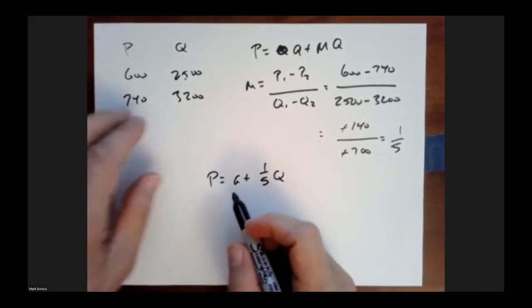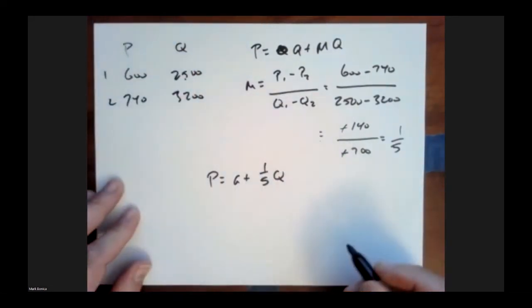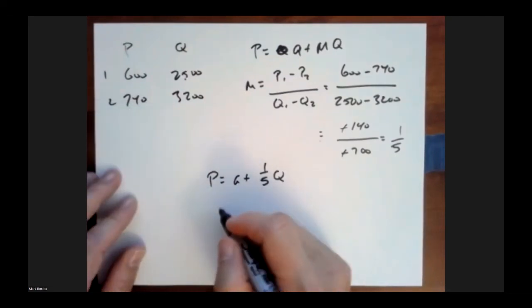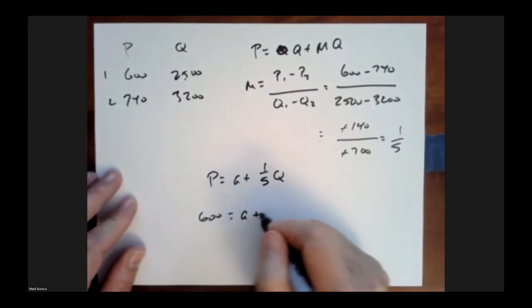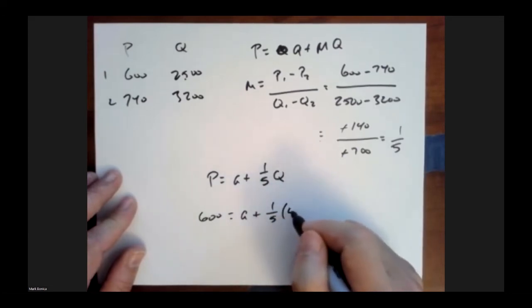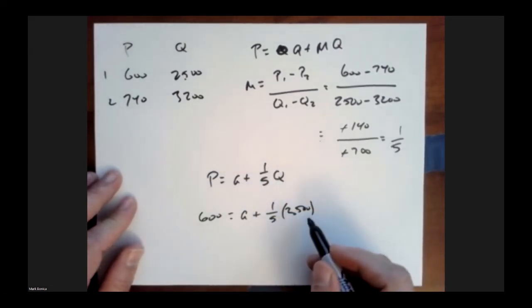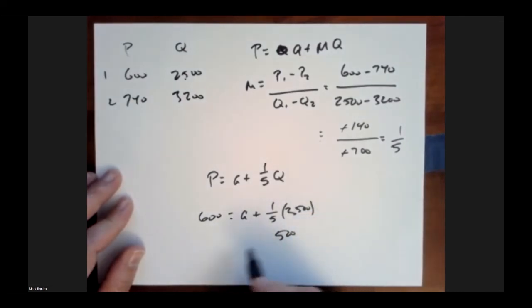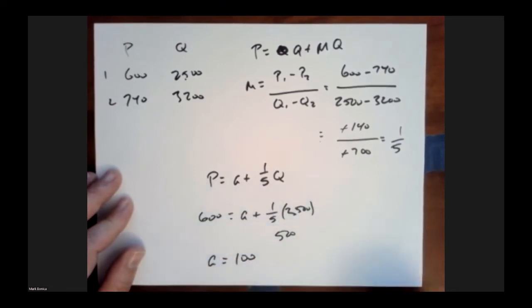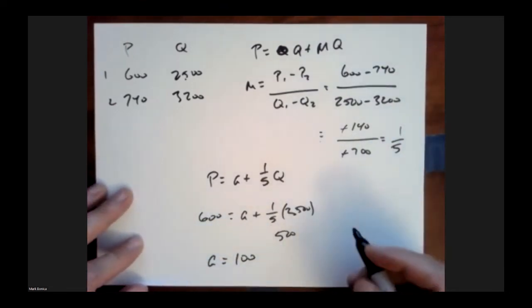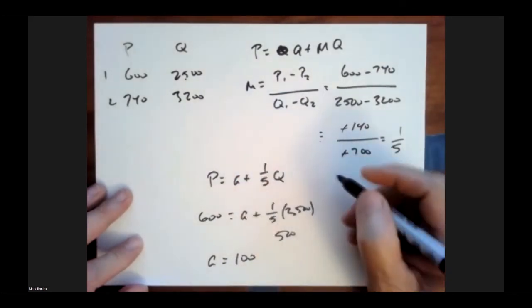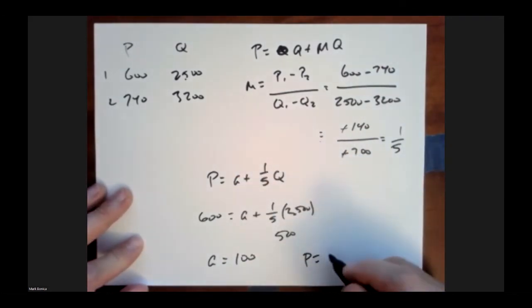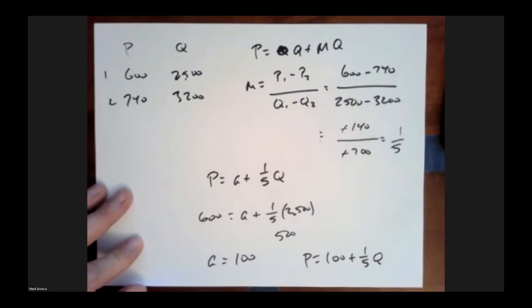So now we just need to plug in one of these pairs. There's 1 and 2. We can just do the first one. 600 equals A plus 1/5 times 2,500. Well, 1/5 of 2,500 is 500. So 600 minus 500, A equals 100. Plugging in 100 here, the supply curve is P equals 100 plus 1/5 Q. So that's the answer to 11.